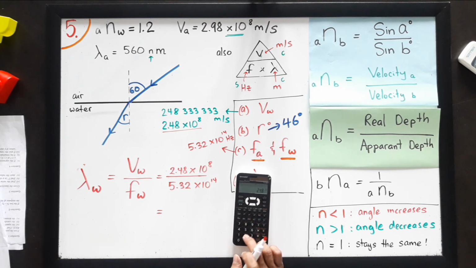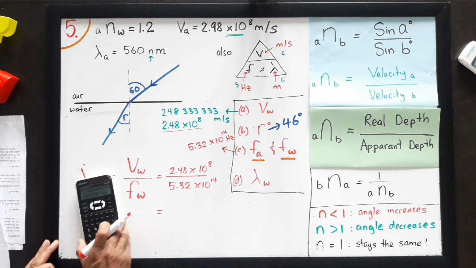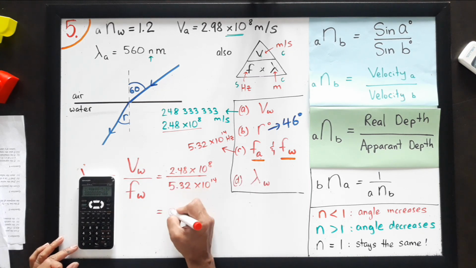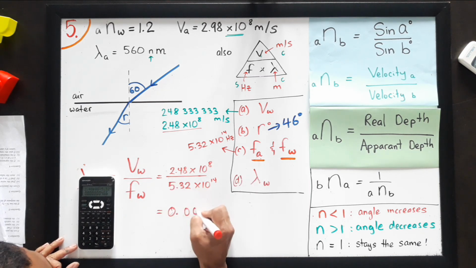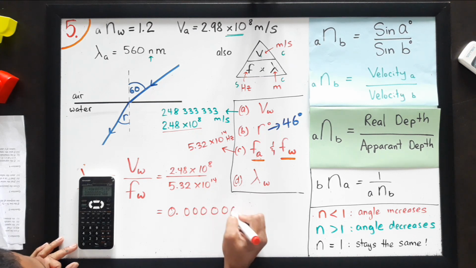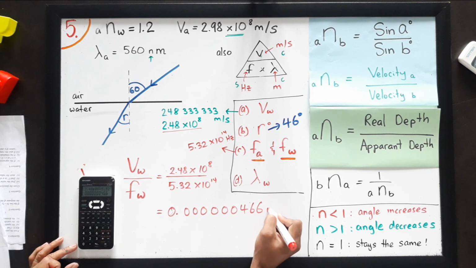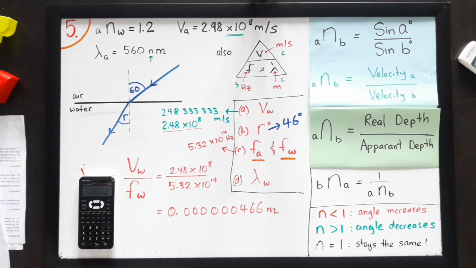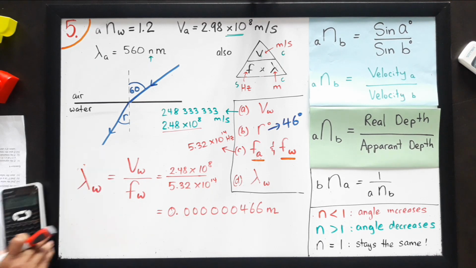2.48 exp 8 divided by 5.32 exp 14. We got 0.000, 3 more zeros, 0.00466 meters. Alright, so I really hope that you understood this question.